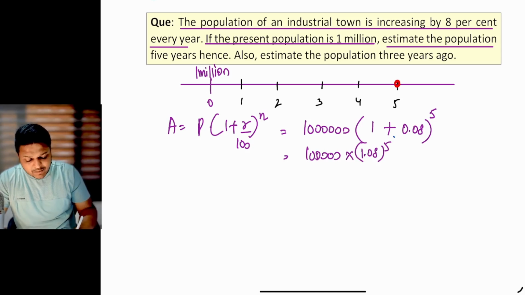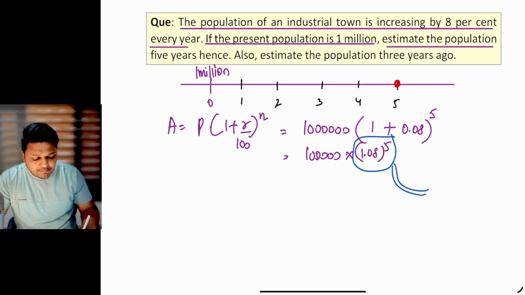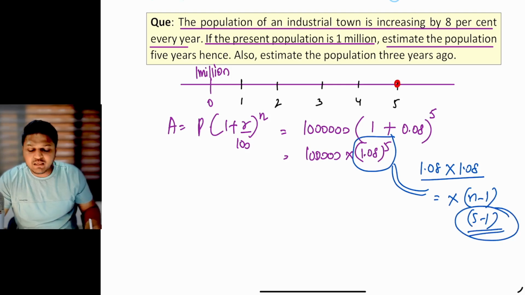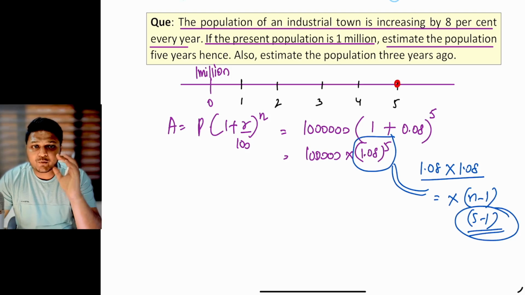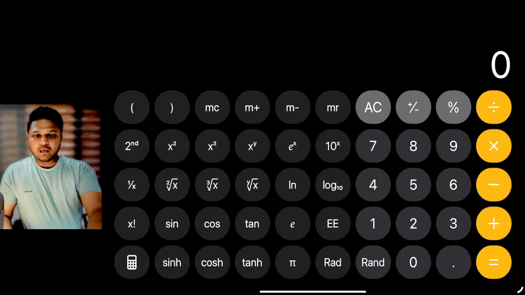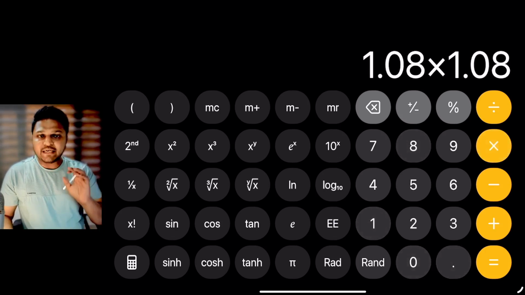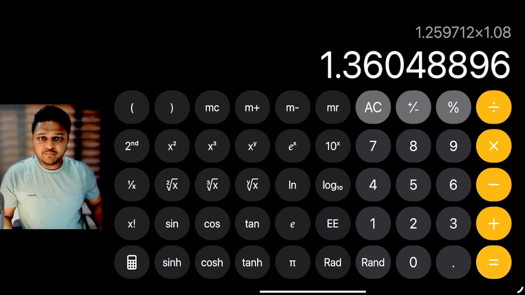Whenever we have to solve such a bracket on a simple calculator, just press 1.08, multiply 1.08, and whatever the power is, press the equal to sign one time less than it. So the equal to sign is to be pressed n minus 1 times. Here n is equal to 5, so the equal to sign is to be pressed 4 times. That will give you the answer. So now let's use a simple calculator. 1.08 multiplied by 1.08, and then we press the equal to sign 4 times: 1, 2, 3 and 4.